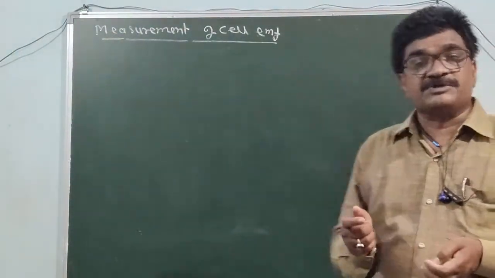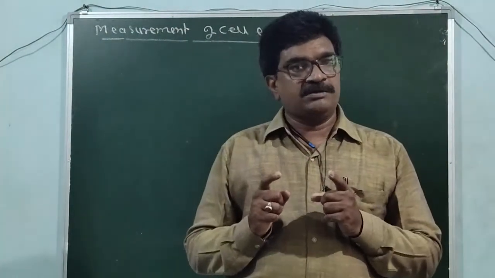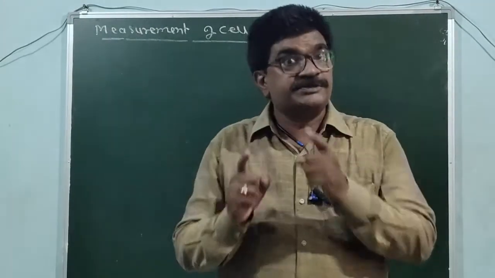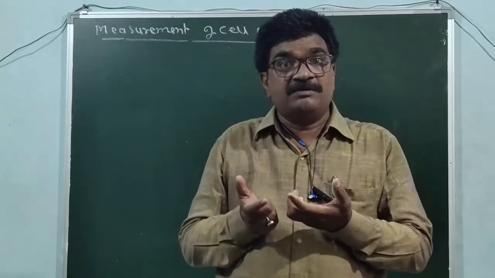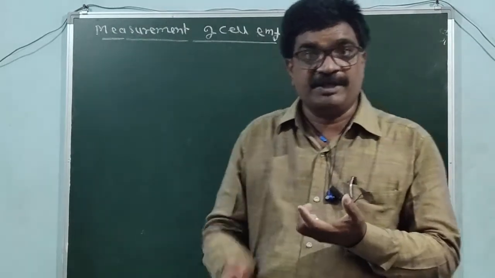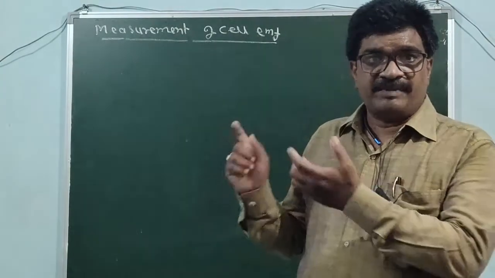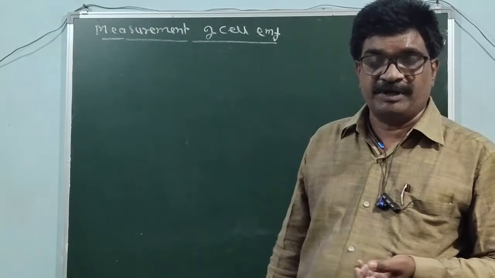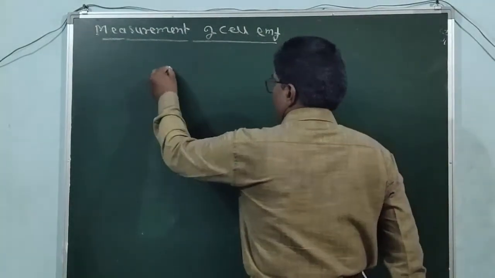Now for this purpose what we require is, number one, a battery source. Number two, we require a standard cell. Number three, we require a cell for which we have to determine the cell EMF. Now the arrangement of the circuit, or the potentiometer, we will see. Suppose there is a battery source.